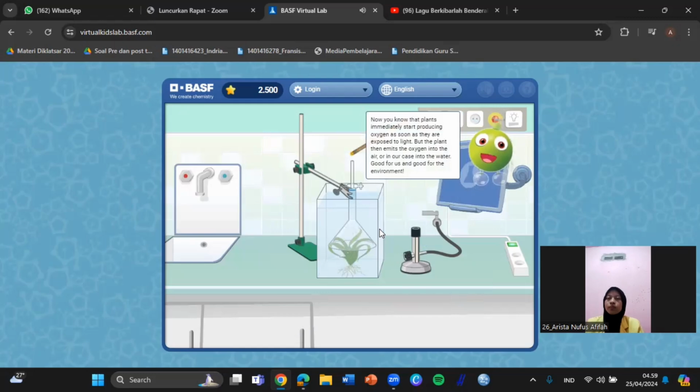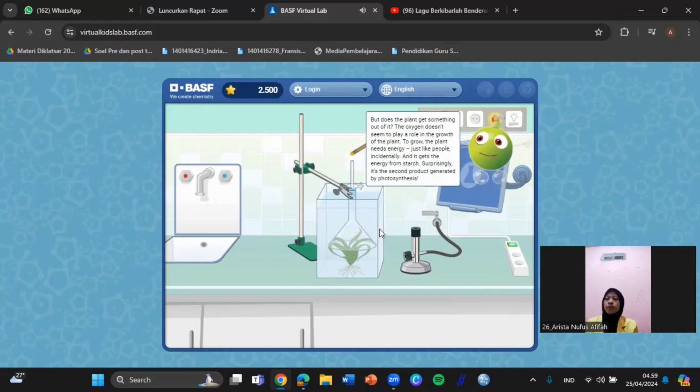Now you know that plants immediately start producing oxygen as soon as they are exposed to light. But the plant then emits the oxygen into the air, or in our case, into the water. Good for us and good for the environment. But does the plant get something out of it? The oxygen doesn't seem to play a role in the growth of the plant.